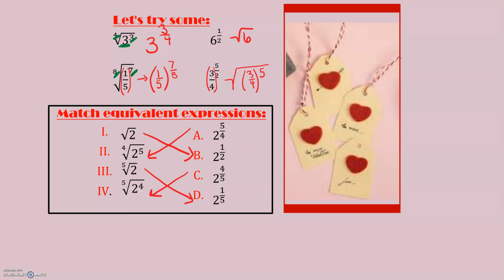Then going backwards, 6 is the base, the exponent is 1. The index is 2. Because it's the 1 and the 2, I don't have to actually write them in. And again, when you put parentheses around the fraction, it makes it a little easier. So my base is the 3/4, my exponent's the 5, and my index is the 2.